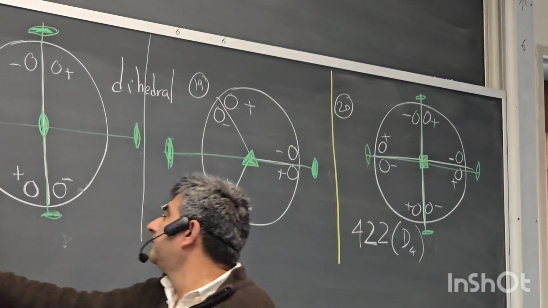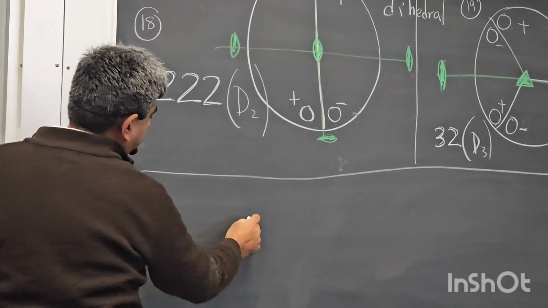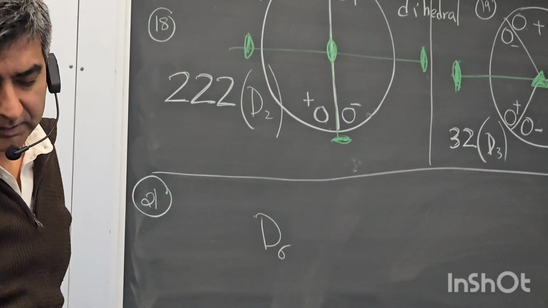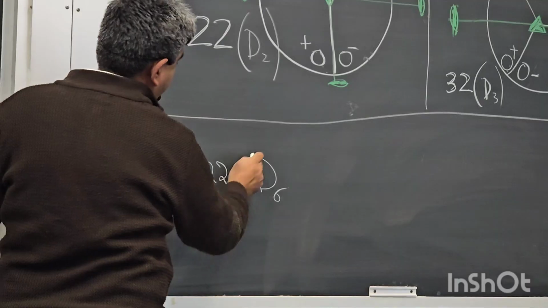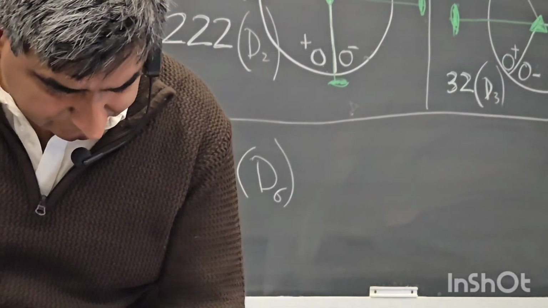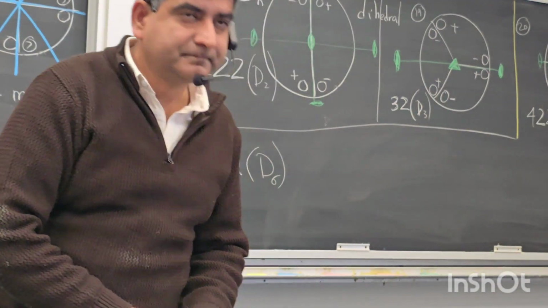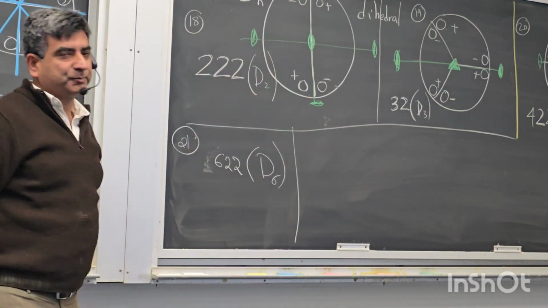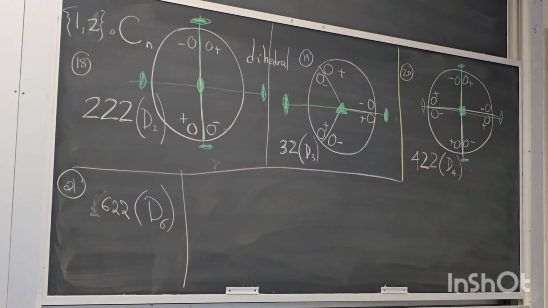Group number 21 will be D6 and the symbol for this is 6 2 2. So these four groups, dihedral groups, are made by adding a dihedral axis to Cn.